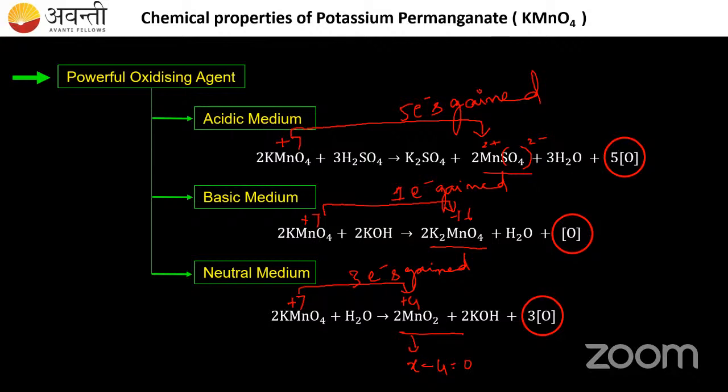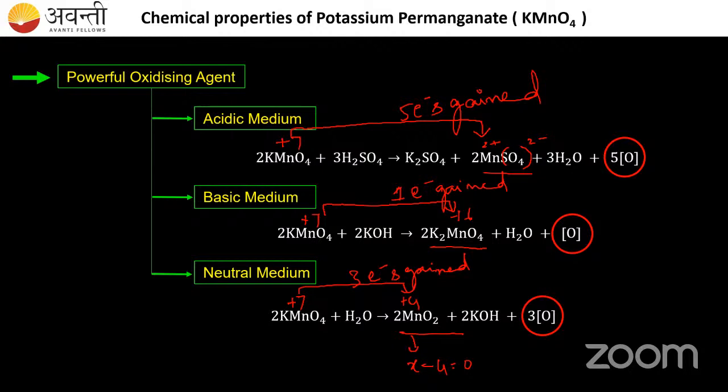So in acidic medium, the electron accepting property is very, very high. In neutral, it is a little bit low. In basic medium, it is still very less. Can all of you understand? It is a powerful oxidizing agent in acidic medium, then neutral, then basic. Clear? So shall we go with some examples according to the medium? This is the general equation.